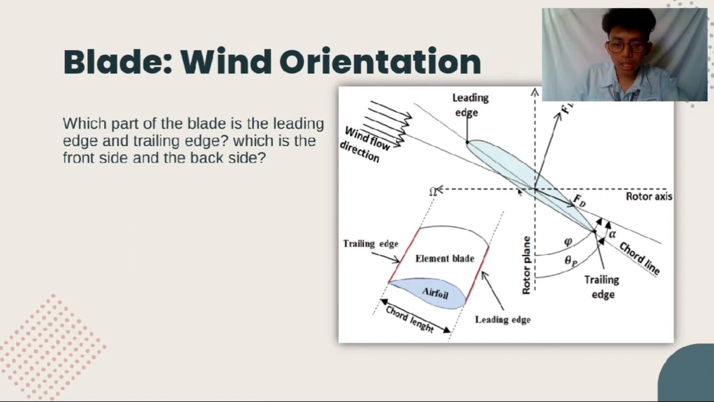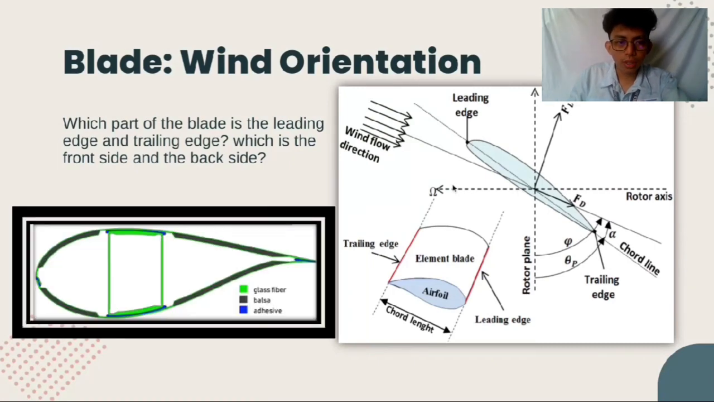Sabi nga nakasama ko kanina, maraming design ng airfoil. And this one is an example of an airfoil. So, makikita natin dito ang leading edge and trailing edge. Kailangan malaman natin kung saan mas nakaharap ang hangin sa isang airfoil. And to know that, we first need to understand the optimum angle of attack.